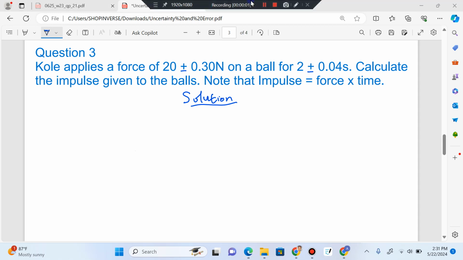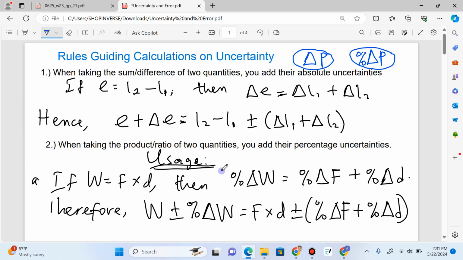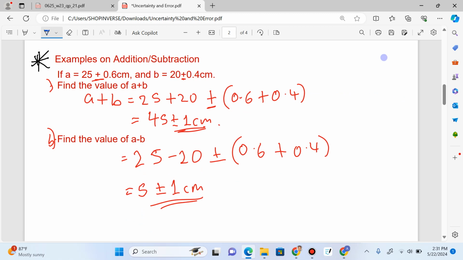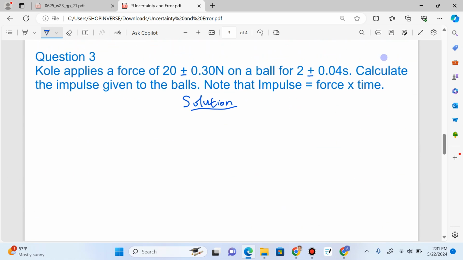Now we'll be solving this question on uncertainty. Don't forget that whenever we are solving a question, we make use of all the formulas and understand the symbols. This symbol here means uncertainty in P, while the second symbol means percentage uncertainty in P. These are the rules that we obey when solving questions on uncertainty. We've solved these examples already. Now we are going to the third example.